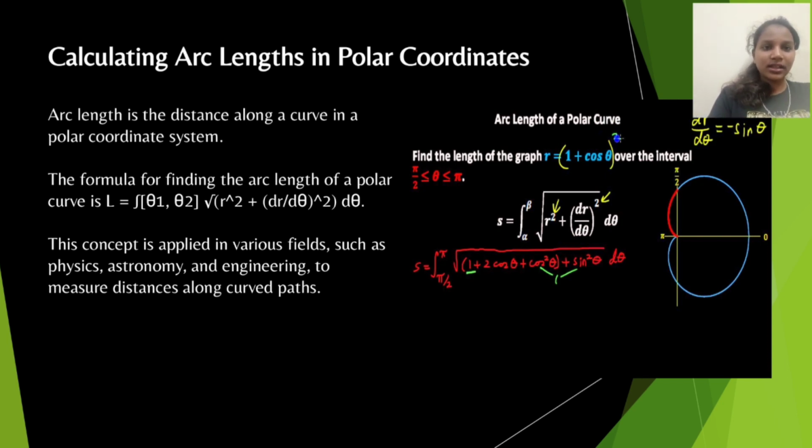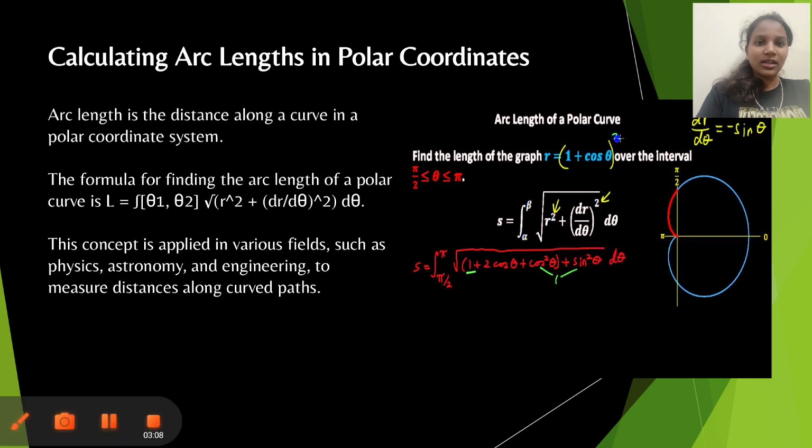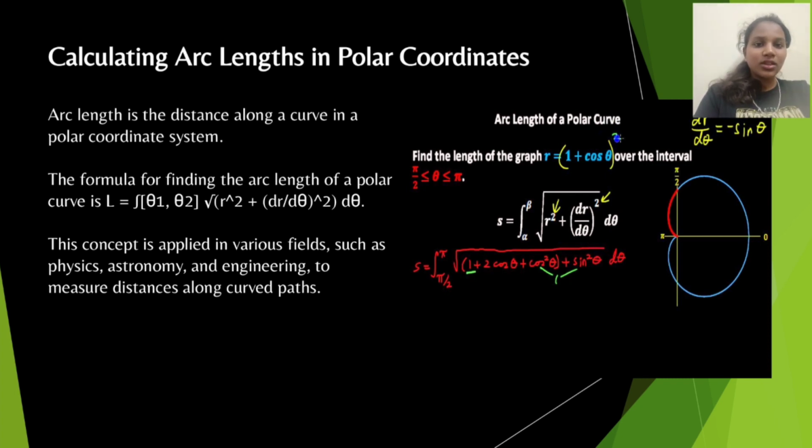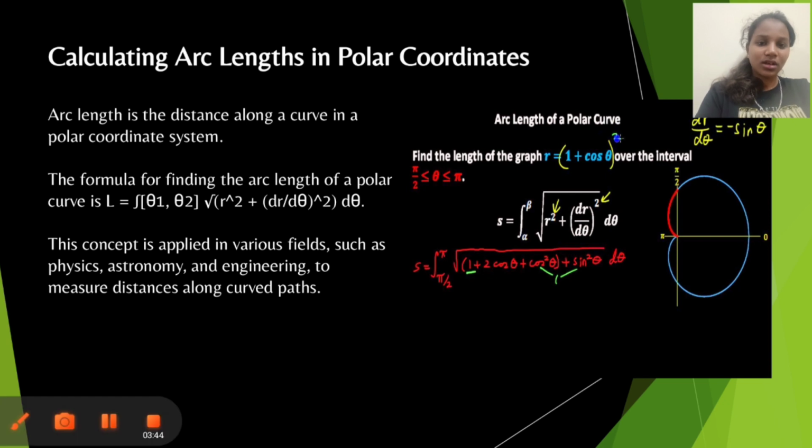Calculating arc length in polar coordinates. Arc length is the distance along a curve in a polar coordinate system. The formula for finding the arc length of a polar curve is L equals the integral from theta 1 to theta 2 of root over r square plus (dr by d theta) whole square, d theta. This concept is applied in various fields such as physics, astronomy and engineering to measure distance along a curve.